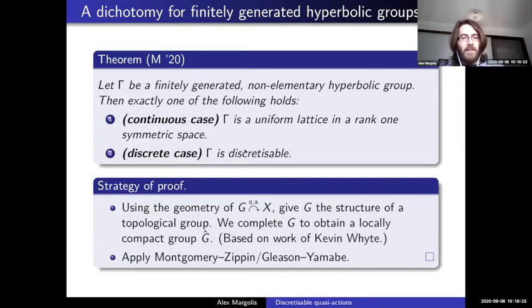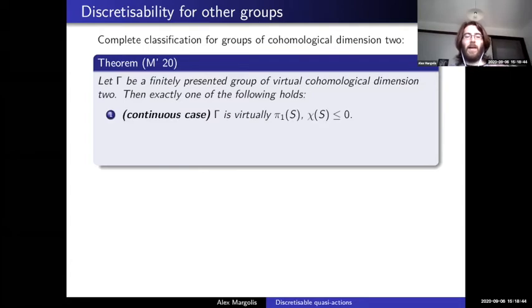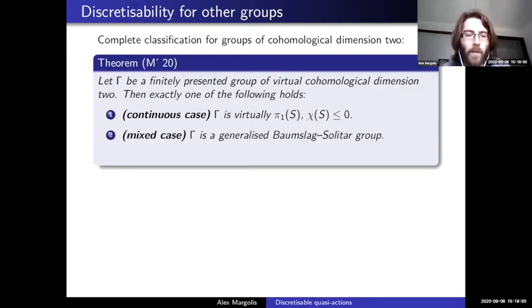And this phenomenon isn't just the case for hyperbolic groups, it holds much more generally. So for groups of cohomological dimension 2, if we have a finitely presented group of virtual cohomological dimension 2, then we have a trichotomy. It's either a surface group or virtually a surface group, by which I mean it's the fundamental group of a closed surface of non-positive Euler characteristic. Or what I call the mixed case, which is where the group is a generalized Baumslag-Solitar group. And you can see this is mixed.